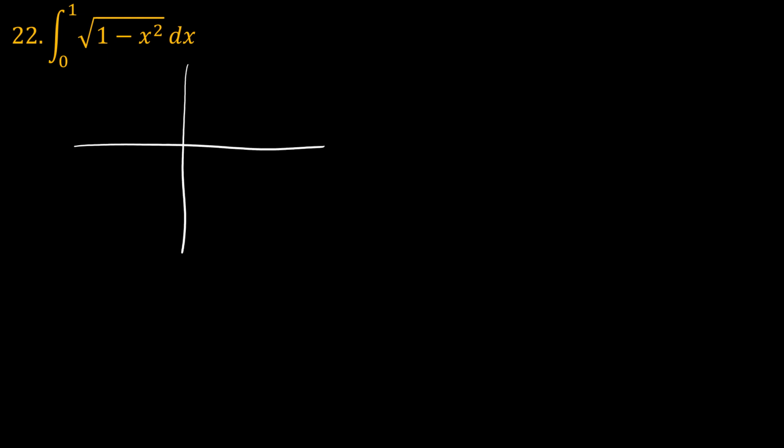So on to problem number 22, the definite integral from x equals 0 to x equals 1 of the square root of 1 minus x squared. The easiest part of this is to just draw out what this function looks like, and it's like that. So from 0 to 1, this is just a quadrant of a circle of radius 1.